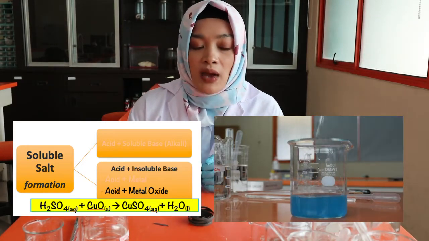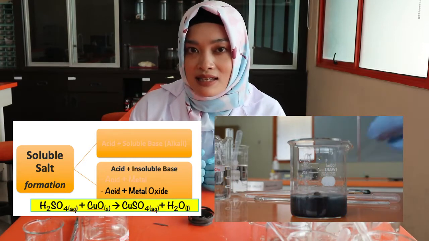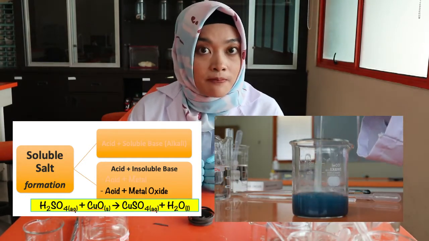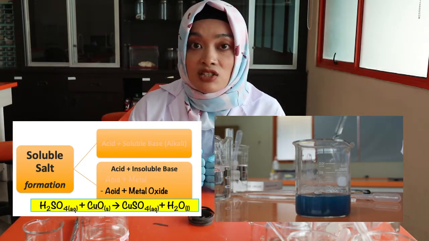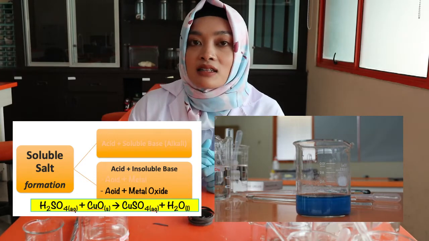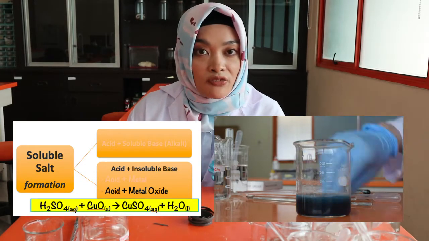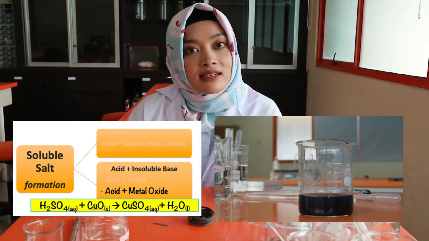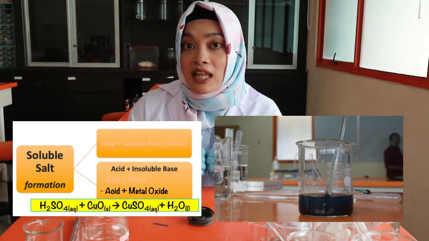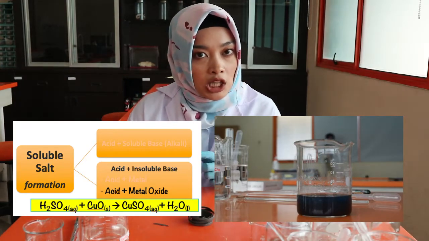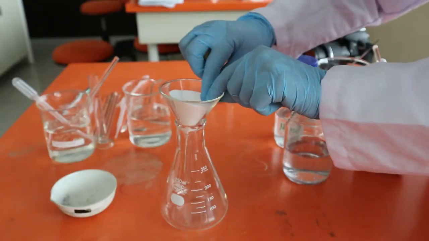How we make sure that we have put excess base is by looking at the mixture. You will continuously add the base and keep on stirring the solution until the base is no longer dissolving into the solution. Okay, now you can see that there is a color change again. Initially we have a light blue solution. At the end we're going to have quite a darker color of blue, and you can see that there is no more copper oxide dissolved into the solution.